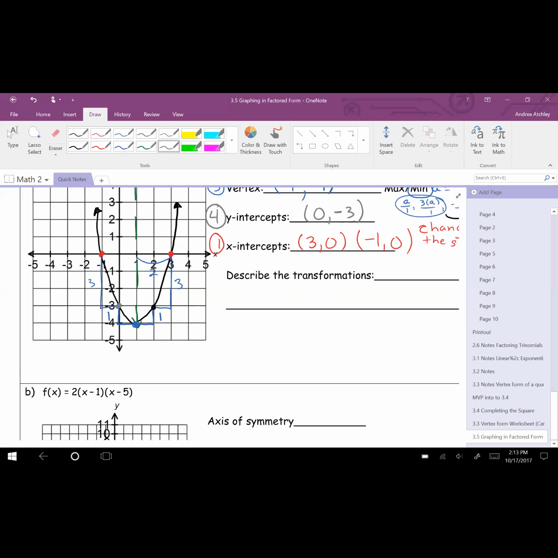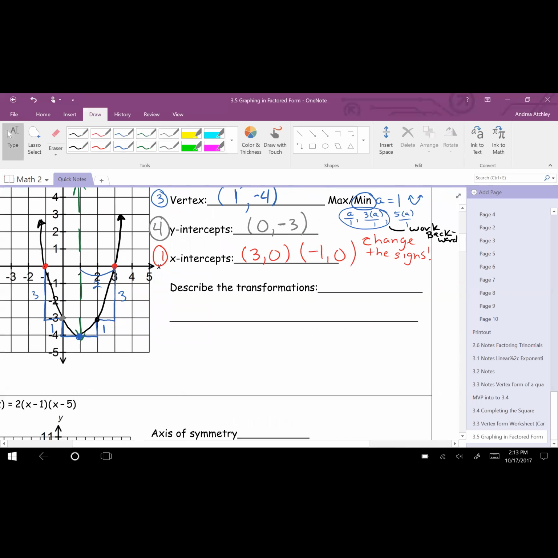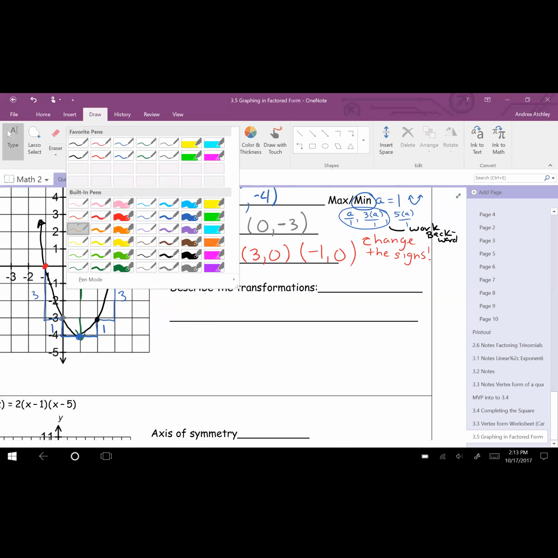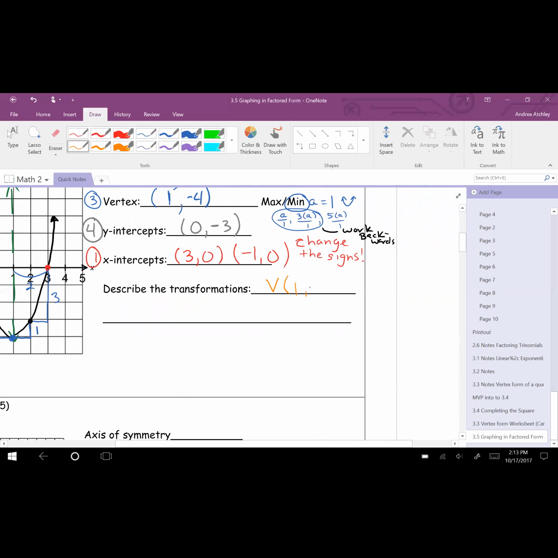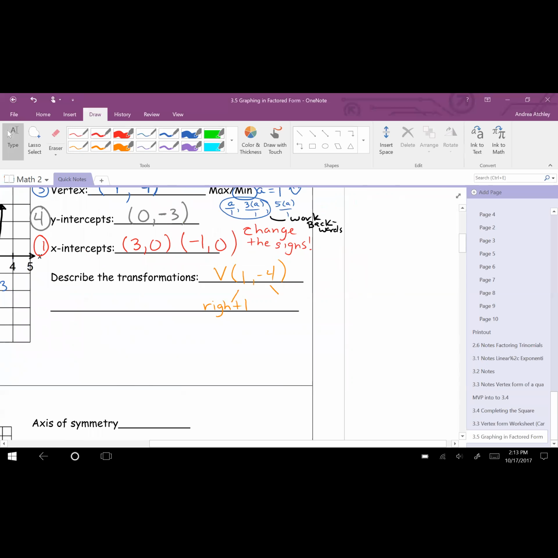Then we can describe the transformations. We can see the transformations from the vertex. My vertex, I said, was 1 and -4. So the 1 is the x value, and my x moves left and right. So I move to the right 1. And then the -4 is my y value, so that shifts it up and down. And since it's negative, I went down 4.